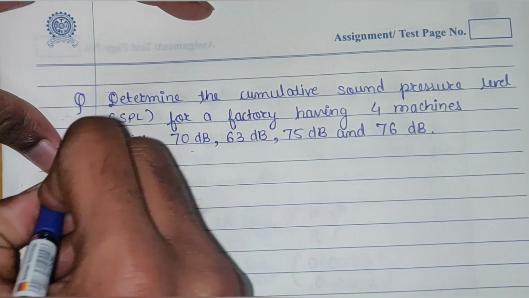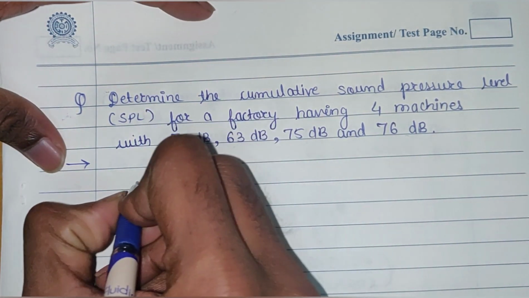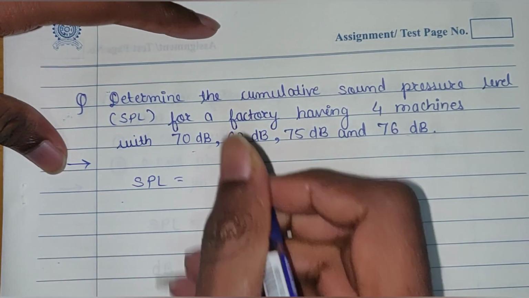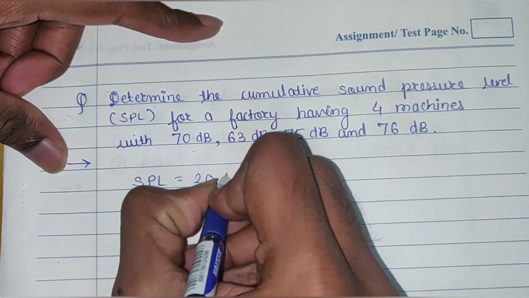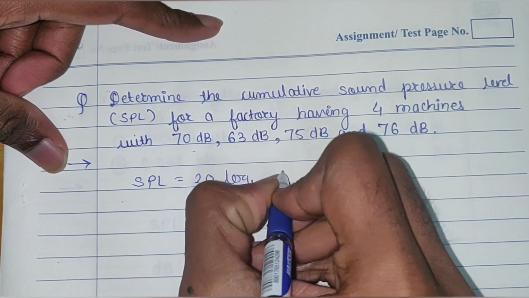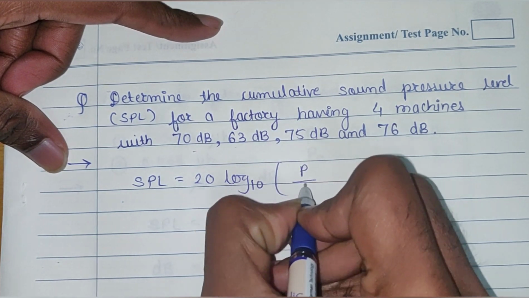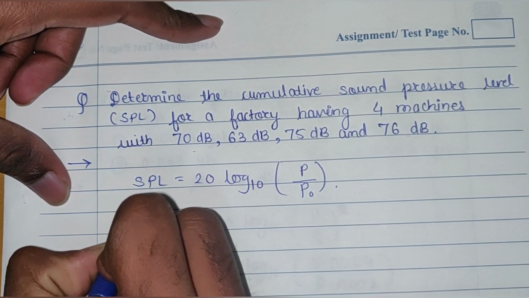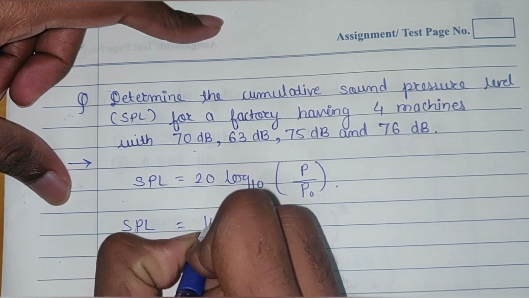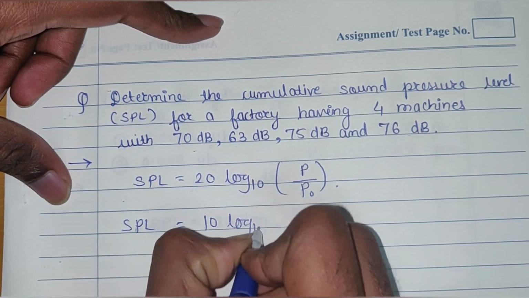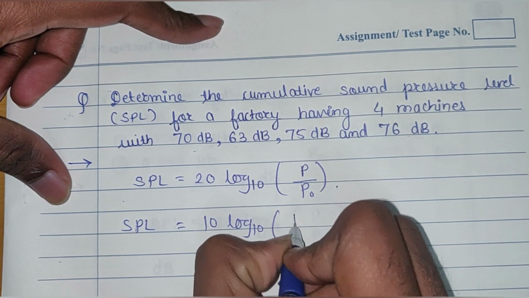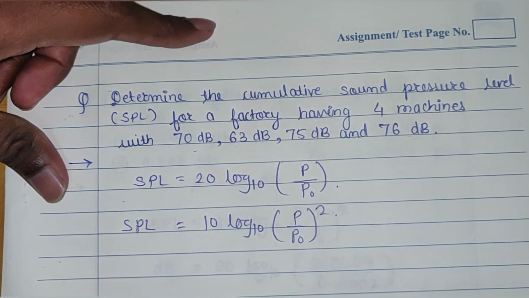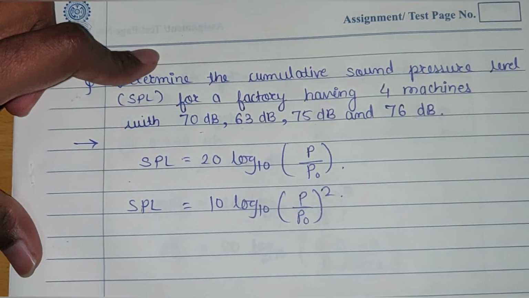So first we will write the formula for sound pressure level. We know that the formula for sound pressure level is equal to 20 log to the base 10 P upon P naught, or the formula can be written as SPL is equal to 10 log 10 (P upon P naught) whole square. Okay, both the formulas are same.